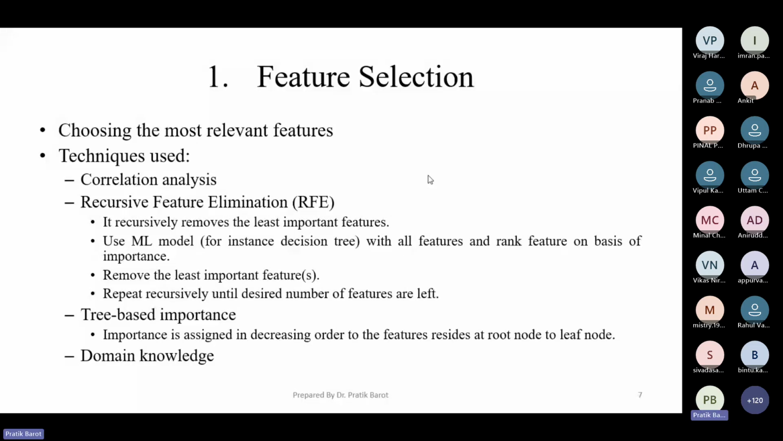Feature selection is choosing the most relevant features. How do we do that? What are the techniques to do that? The first technique is to do correlation analysis. The second one is recursive feature elimination. In recursive feature elimination, you can use some model, like a decision tree model, and then you can find out which features have a major impact on the final outcome by traversing from the root node.